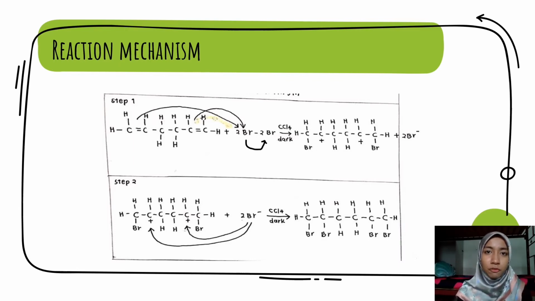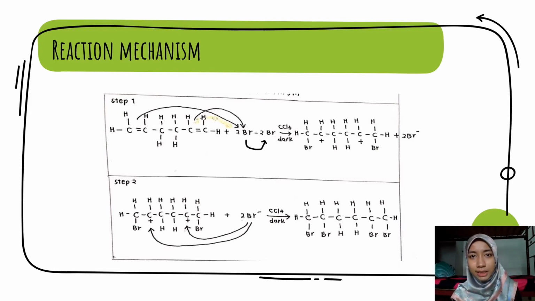The reaction mechanism consists of 2 steps, which is addition of an electrophile, and the second step is formation of a product from a carbocation. So let's look at the first step, which is addition of an electrophile. In this case, we have 2 double bonds. The double bond is nucleophile, while bromine is electrophile. So both of the double bonds will attack the bromine to form a carbocation plus 2 Br minus.